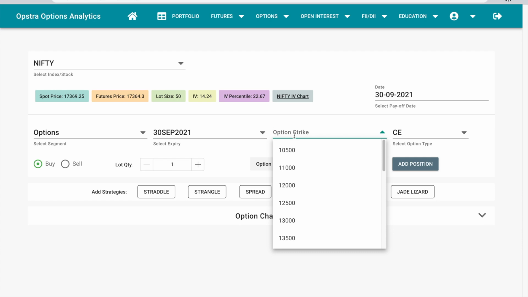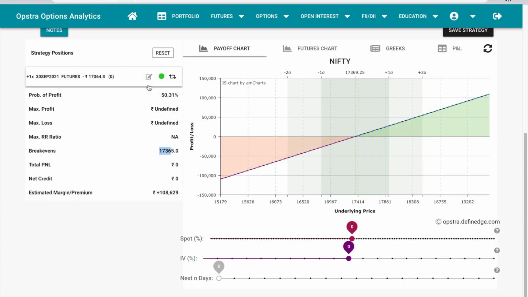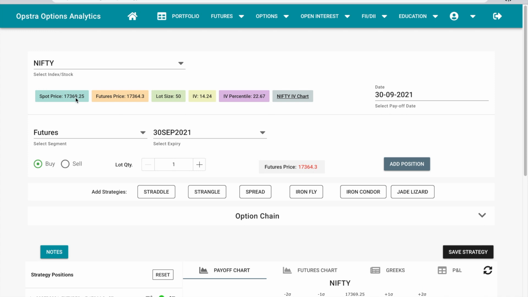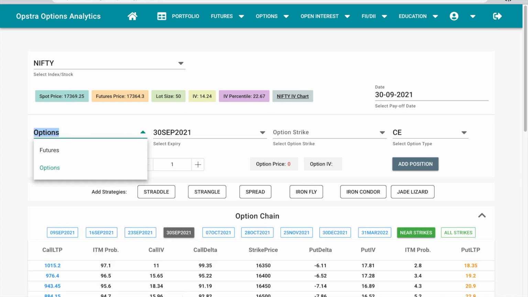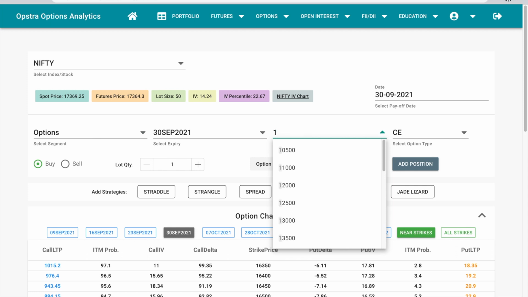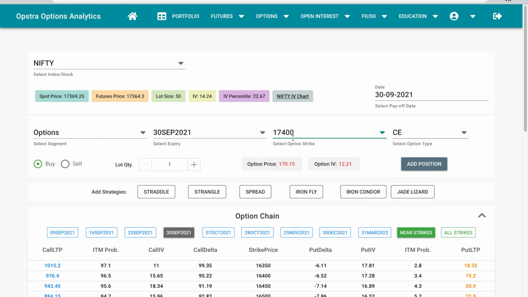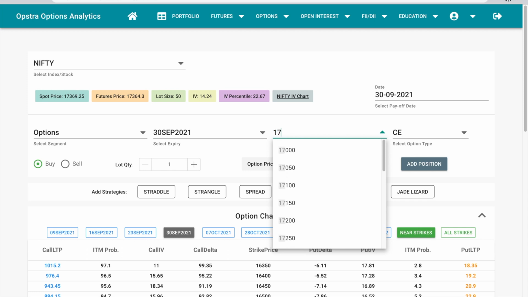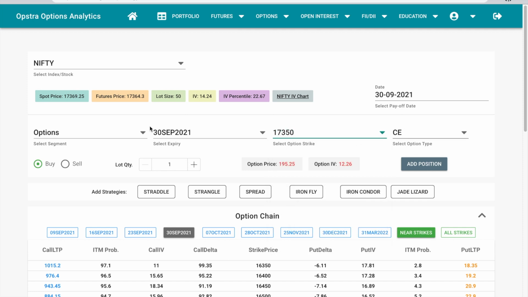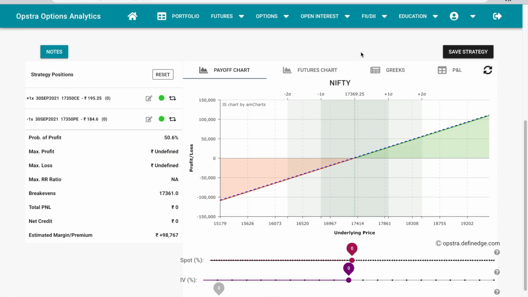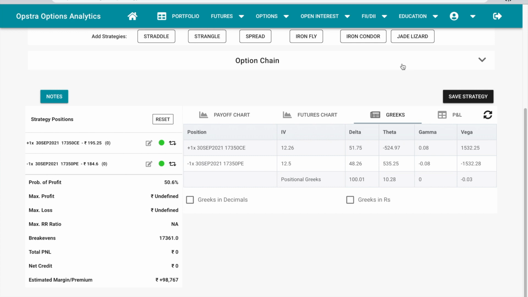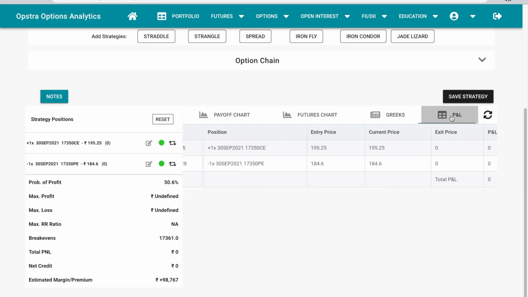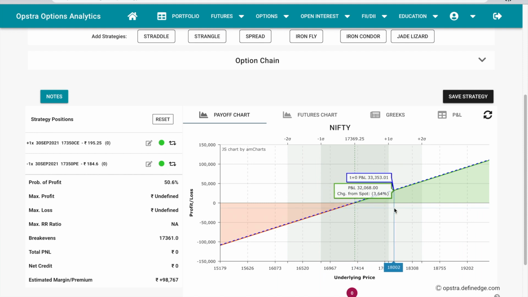Now we will deploy the traditional synthetic futures. Here you could see that the Nifty is around 17,369. So 17,400 we can take it. Or let's take the extremely traditional one. So 17,350 is at the money. So we can buy CE, and similarly we can sell PE, and this is your traditional synthetic future, as simple as that. And here you can see the Greeks delta is again 100, and this will give you the same payoff chart.